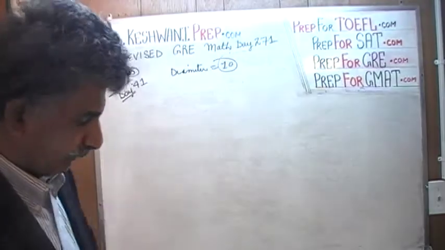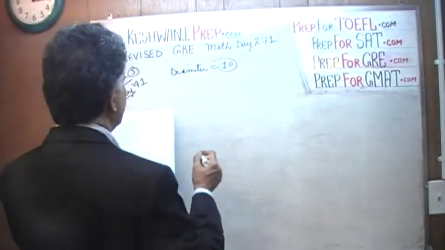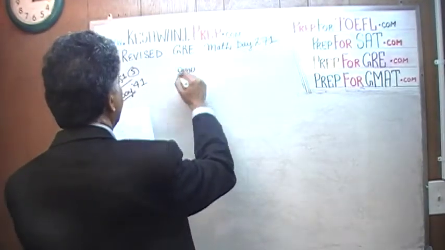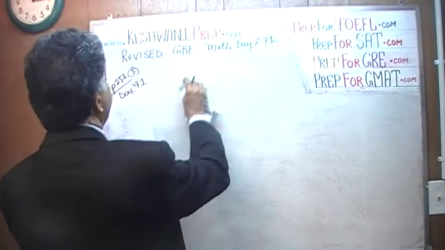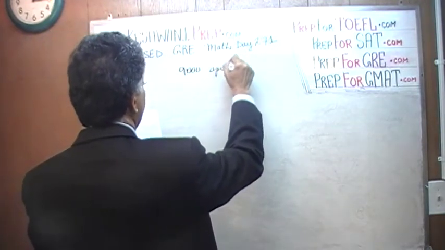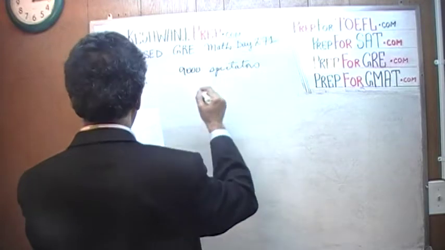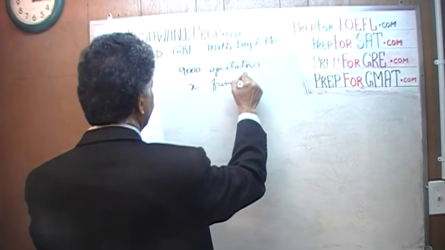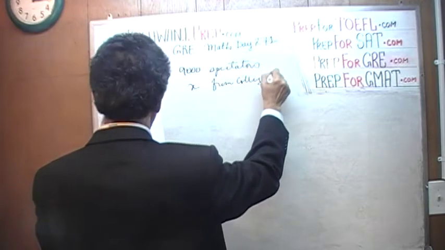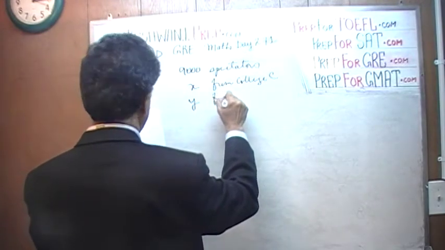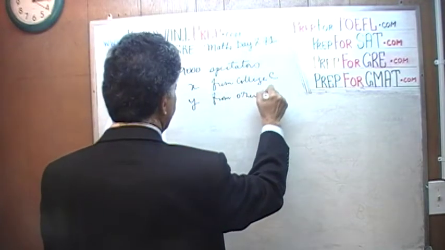Let's move on. Number 5. In number 5 we are told that we have 9,000 spectators. We are told that x are from college C and we are told that y are from other colleges.